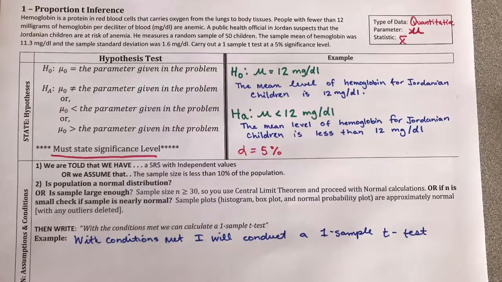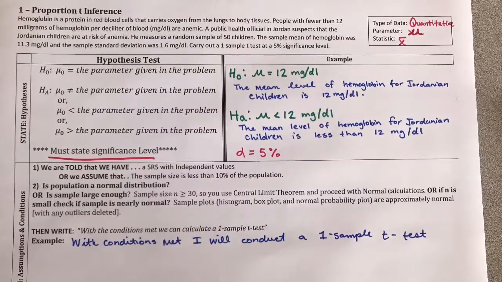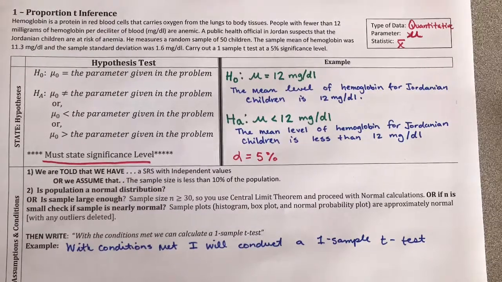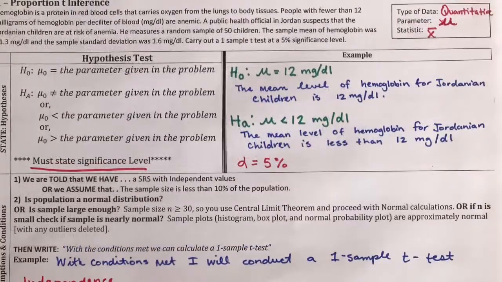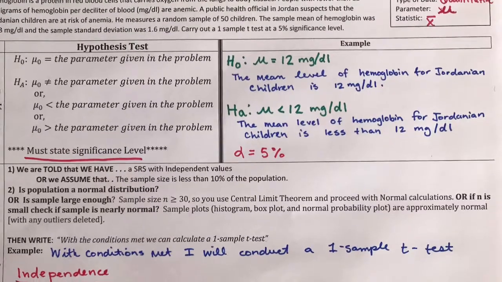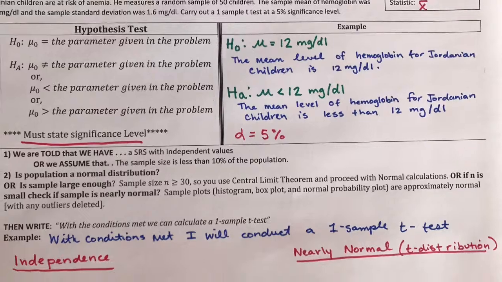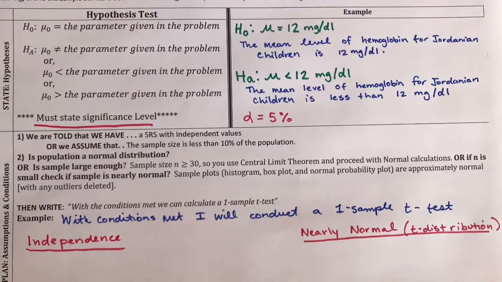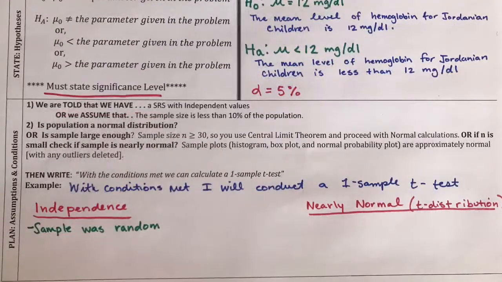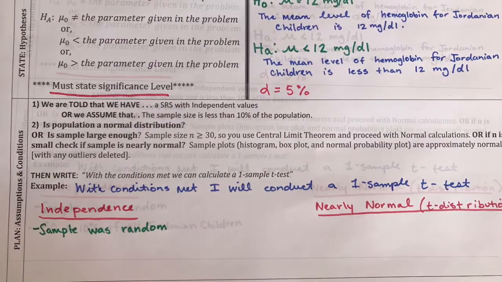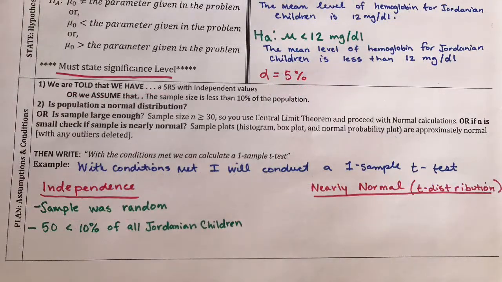Now we need to go to the plan portion. We want to do a one sample t-test, so there are things that we have to check. So I'm going to write, with conditions met, I'm going to conduct a one sample t-test. Well, I need independence and I need normality in order to do this. So how do I have independence? I state that there's a random sample, which there was, and then I can also throw in that 50 is less than 10% of all Jordanian children.